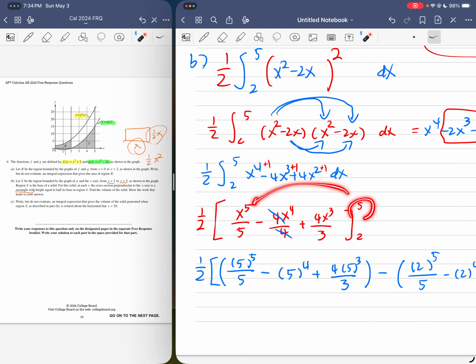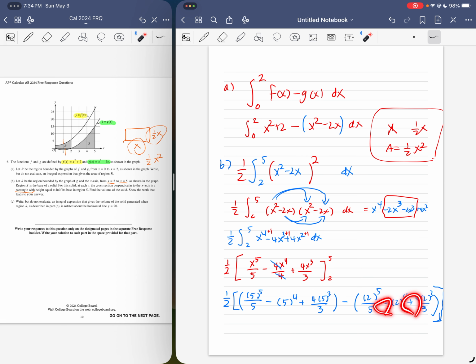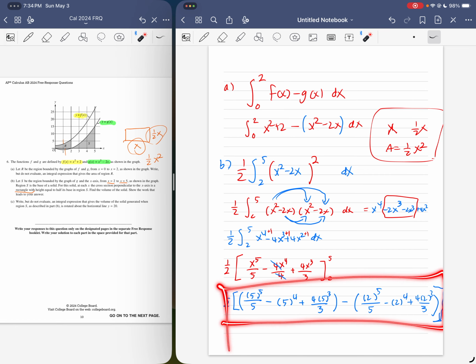I'm just plugging these numbers into x: this one minus this one. Just make sure you use parentheses. Otherwise, you're going to mess up all the signs, just like here, okay? Now, do you really want to simplify it? No, I don't want to. So I will just leave it like this. That's totally fine. You still get full credit.